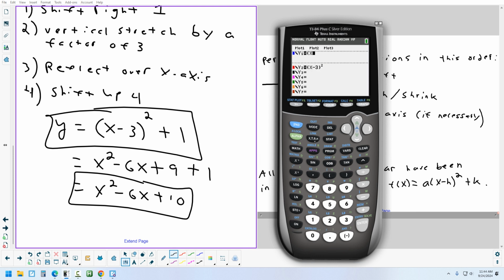Let's type in (x - 3)² + 1 and type in x² - 6x + 10. Okay, I have them both typed in. Let's do zoom 6. And if I did out the math correctly, they should graph exactly right over each other. So there's the first one. And then there's the second one. So they are exactly the same thing.